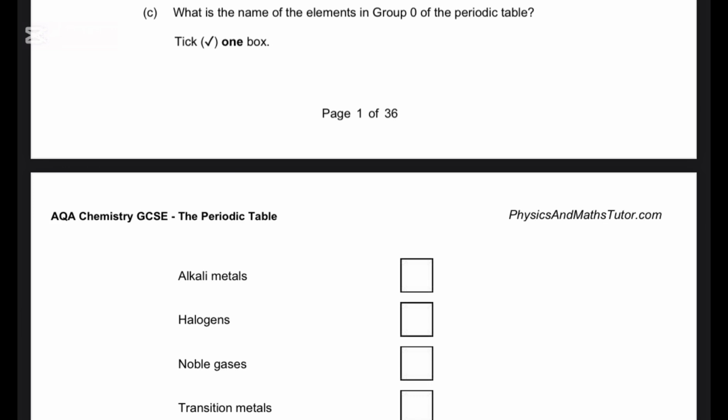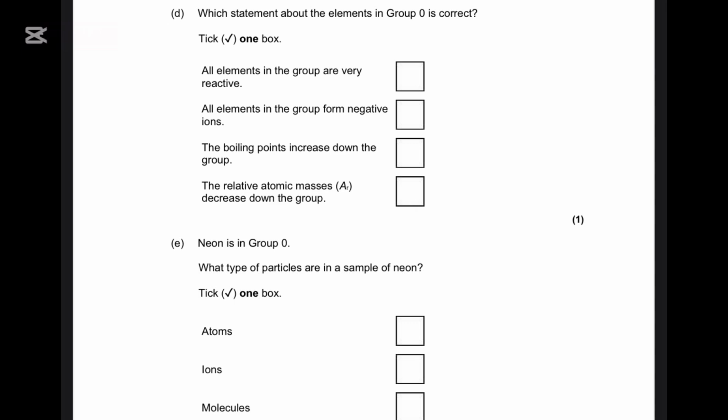The next question says, which statement about the elements in group 0 is correct? One says all elements in the same group are very reactive. That's wrong. All elements in the same group form negative ions. That's wrong. The boiling point increases down the group. And lastly, the relative atomic mass decreases down the group. Anyway, the last one is wrong. The right answer to that question is the boiling point increases down the group.